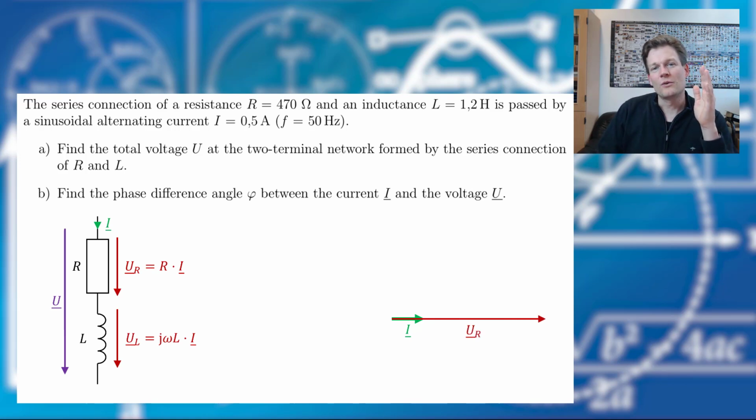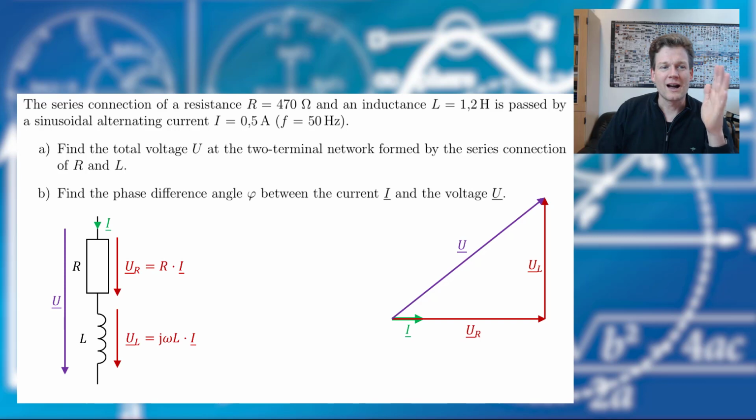And we know that we have a phase shift of 90 degrees between voltage and current at an inductor, and the voltage leads, and therefore it looks like this in the phasor diagram. And the sum of the two voltages is our total voltage. And we are asked to find this total voltage, and we are asked for the absolute value of this voltage.